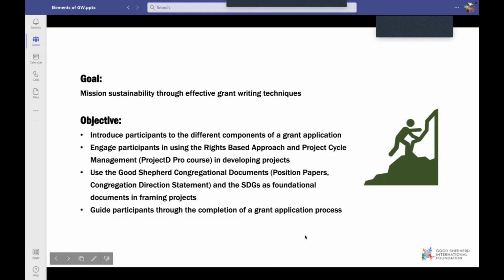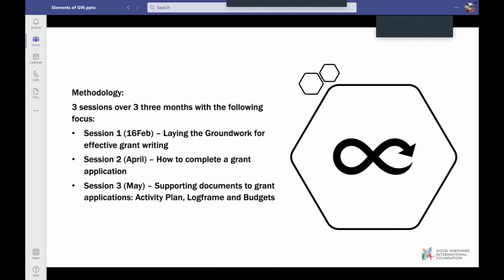In the next session, we will look at what we are going to do and how we are going to do it. After today's session, which is laying the groundwork for effective grant writing, we will have 2 more sessions in April and May. Originally, we were supposed to have the next session in March, but our AP assembly is happening in March, so it's going to be a very busy month for everyone. So we have moved the date to April on how to complete the grant application, and both Teresa and Ilyas will be giving you some take-home work to do.